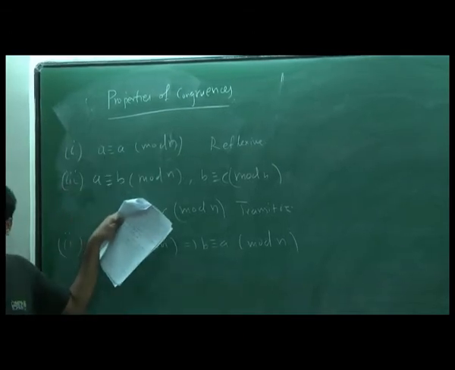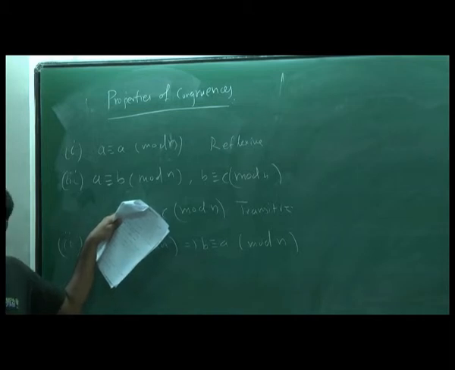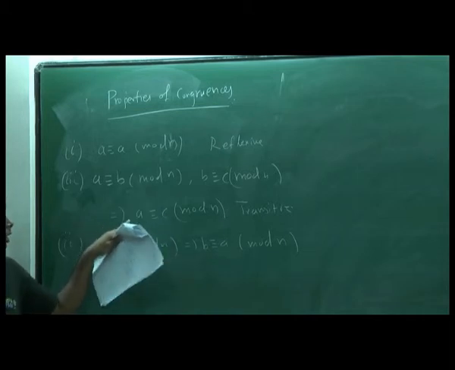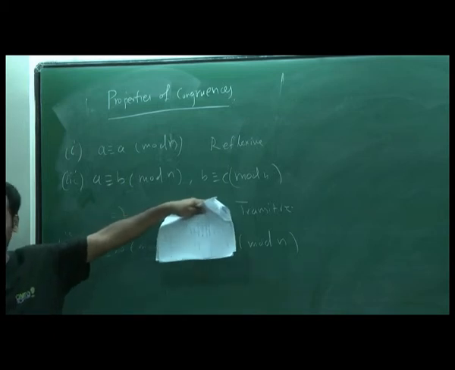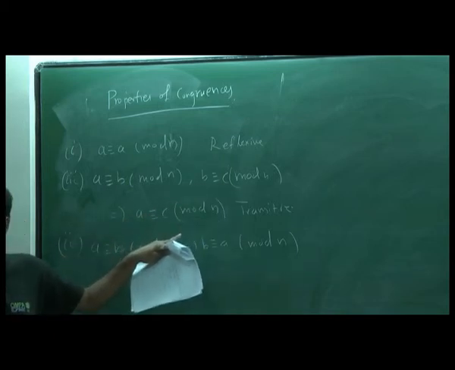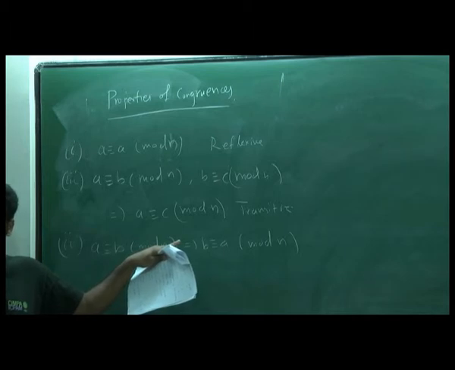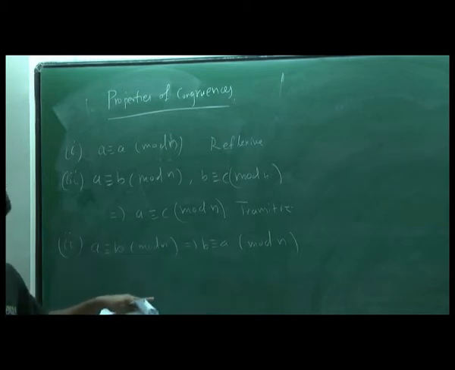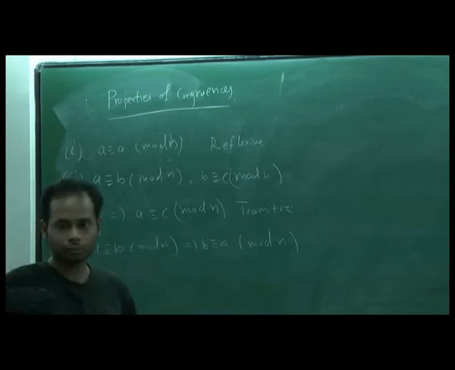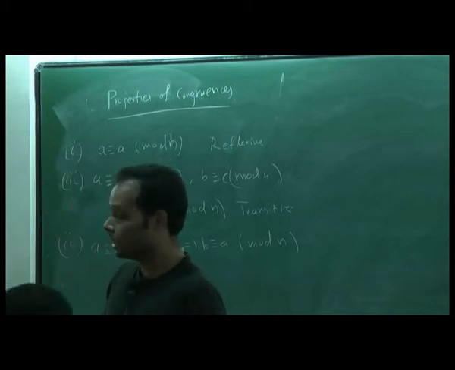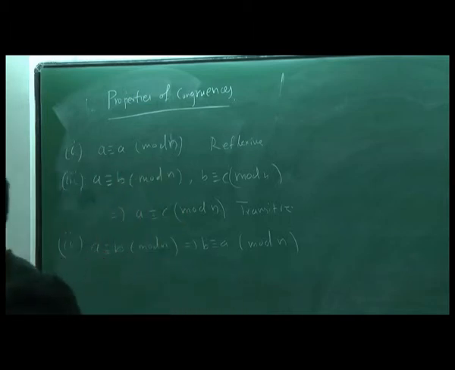This one, can you prove it? Anyone who can prove this? A congruent to B mod n and B congruent to C mod n, then A congruent to C mod n. Can you prove it? A, B, C all belong to the same set. Yeah, they are of the same form, so you can easily prove it. Because A and B belong to the same set, B and C belong to the same set, all three of them belong to the same set. So that proves it.